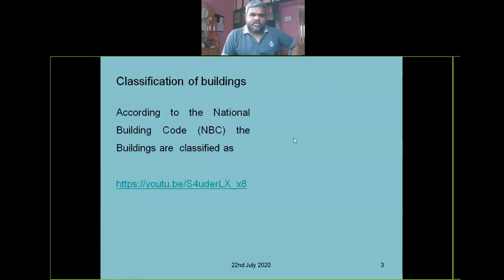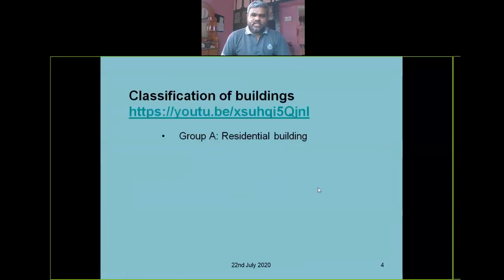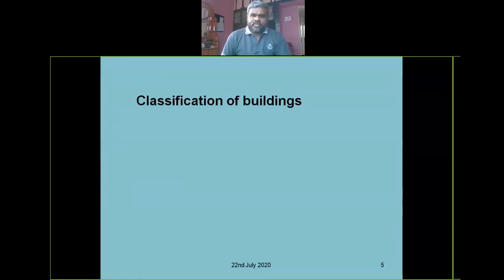Yesterday what we have seen is the buildings are classified into around nine types, right? Residential buildings, educational buildings, institutional buildings, assembly buildings, business buildings, mercantile buildings, industrial buildings, storage buildings, hazardous buildings like this. So we have already seen different buildings.